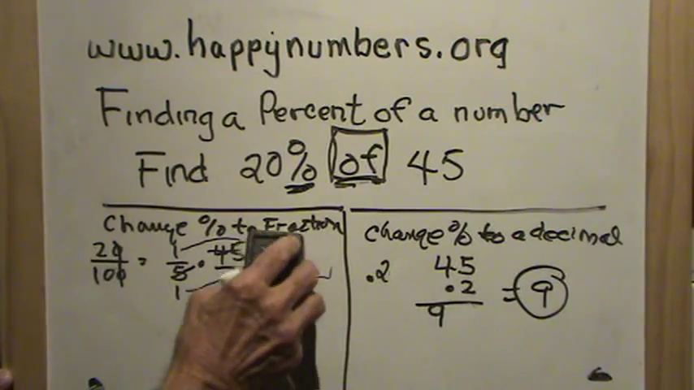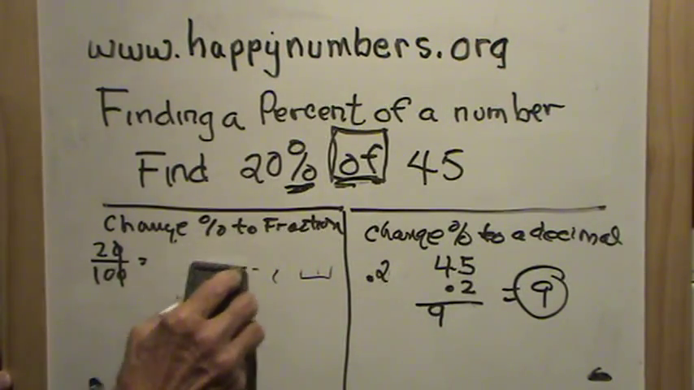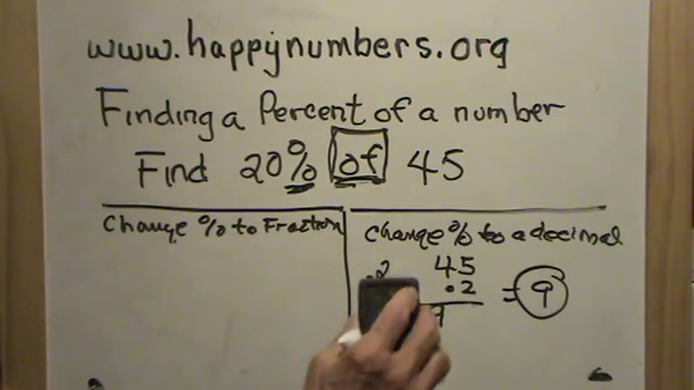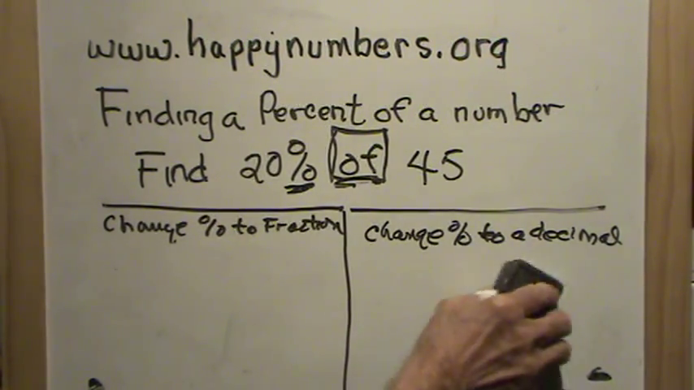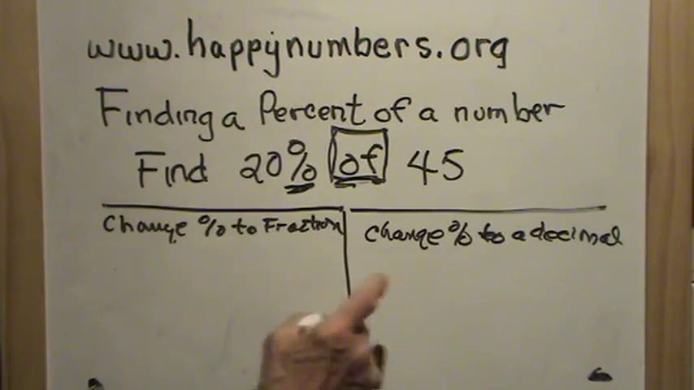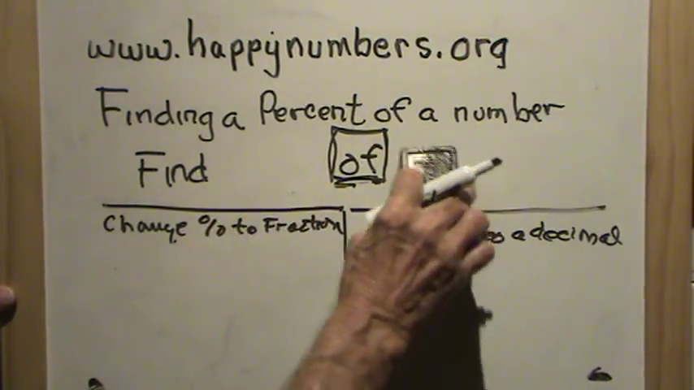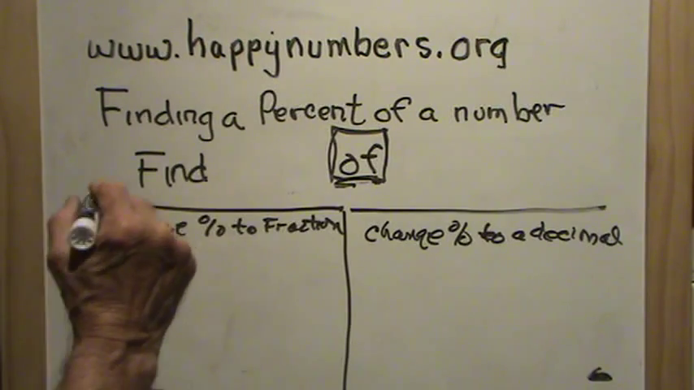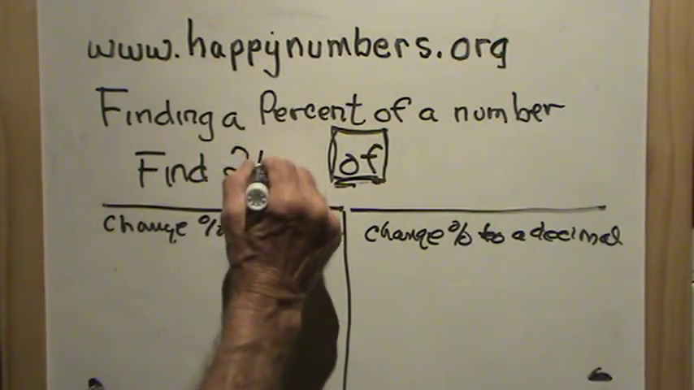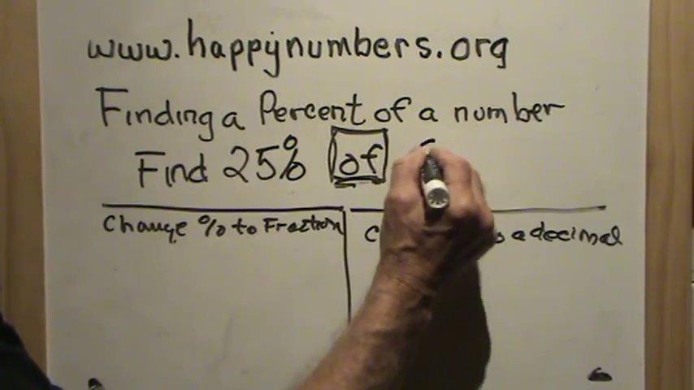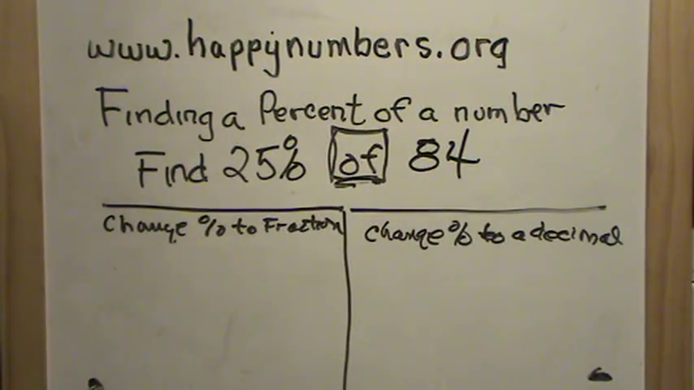So I'm going to put some problems up for you. This is a fairly simple skill, but it's an important skill. I'm going to put a problem up for you, and I'm going to ask you to solve it both ways. So let's say, here's the problem. Let's say, what is 25% of 84? All right, so put your DVD on hold, work this problem, and then we'll take a look at the answer.